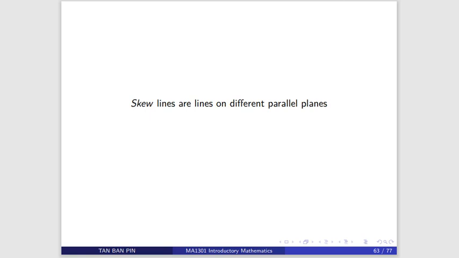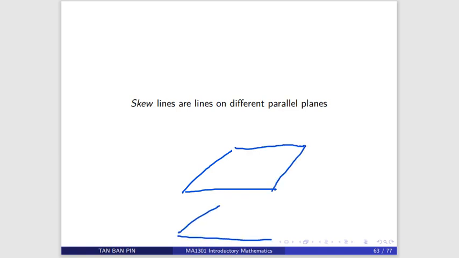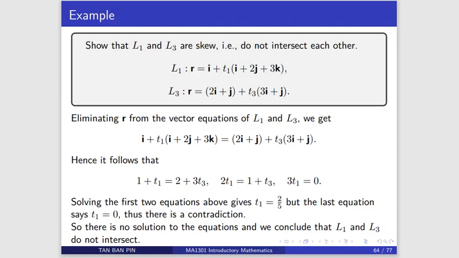As mentioned earlier, skew lines are lines on different parallel planes. So it's like if you draw a line on the floor of level 1, and then another friend draws a line on the floor of level 2, and because the floors are parallel, the lines need not be parallel, but the two lines will never intersect. Such a pair of lines we call skew lines. Let's look at more examples.